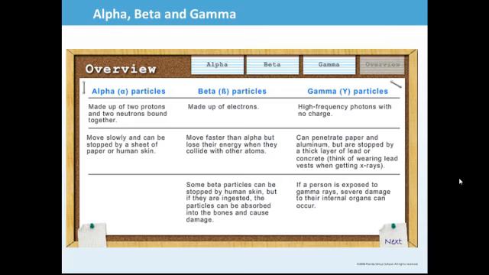Here's an overview of alpha, beta, and gamma from your lesson. Please make sure that you are able to compare and contrast all three types of radiation via multiple choice and essay format. Like I said, this is located right in your lesson. It's everything I've already gone through, but please make sure you do understand the difference between the three.